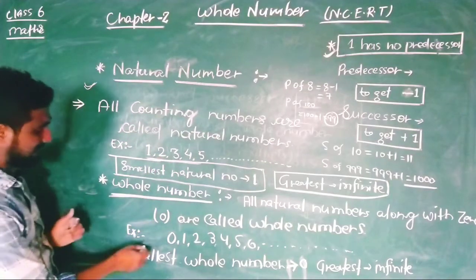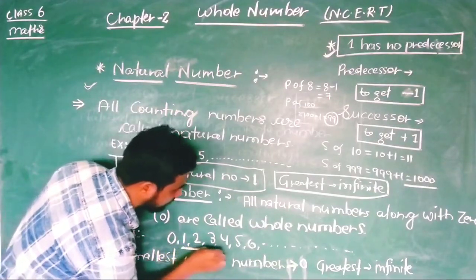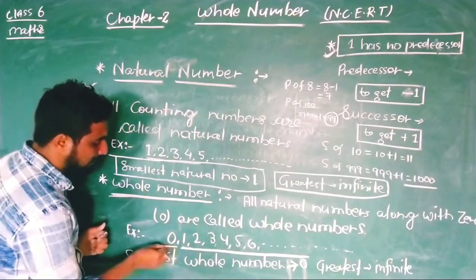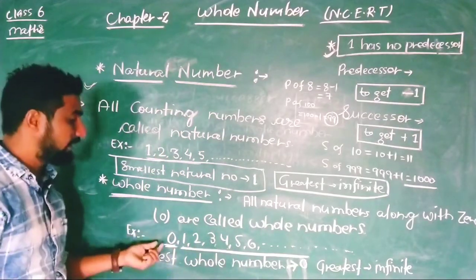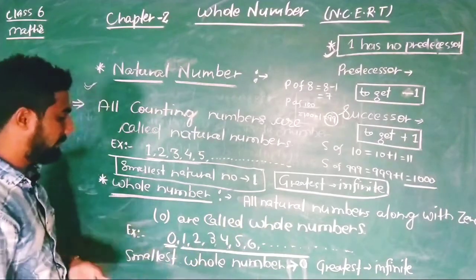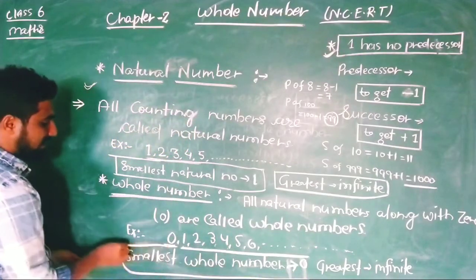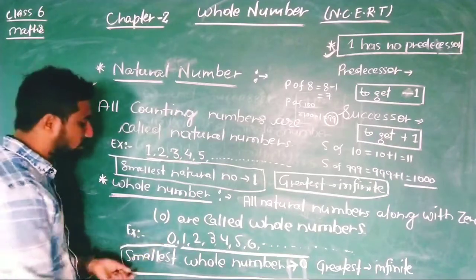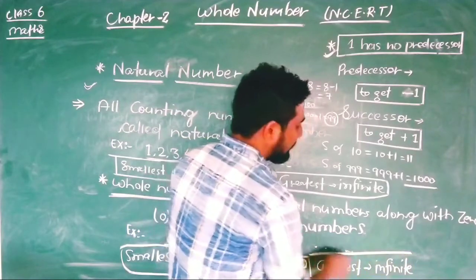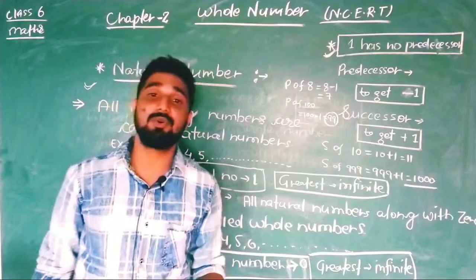So the example is 0, 1, 2, 3, 4. You see, 1, 2, 3, 4, 5 and so on is the natural number family, and in this family I have just included 0, so it becomes 0, 1, 2 like that. So this is an example of whole numbers. If you talk about the smallest whole number, the whole number list starts from 0, so 0 will be the smallest whole number. In the same manner, the greatest whole number is infinite. There is no limit to the greatest whole number.